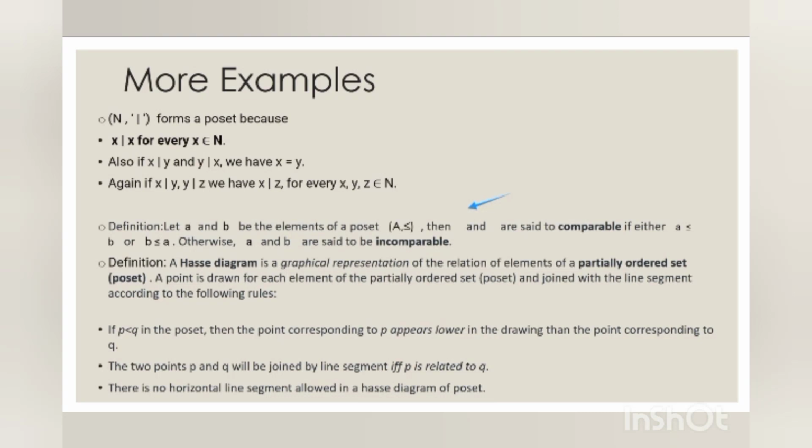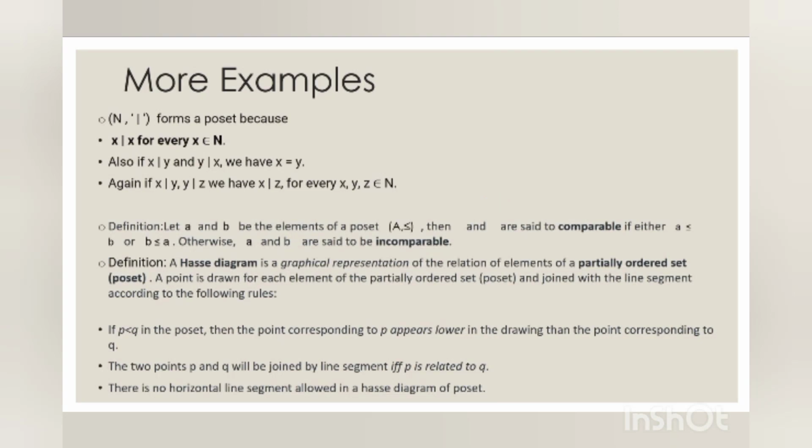Let A and B be elements of a poset, A less than or equal to. Then the elements A and B are said to be comparable if either A is related to B or B is related to A. मतलब या तो A को B से related होना पड़ेगा या फिर B को A से related होना होगा. अगर ऐसा नहीं है तो हम कहेंगे कि ये incomparable है.